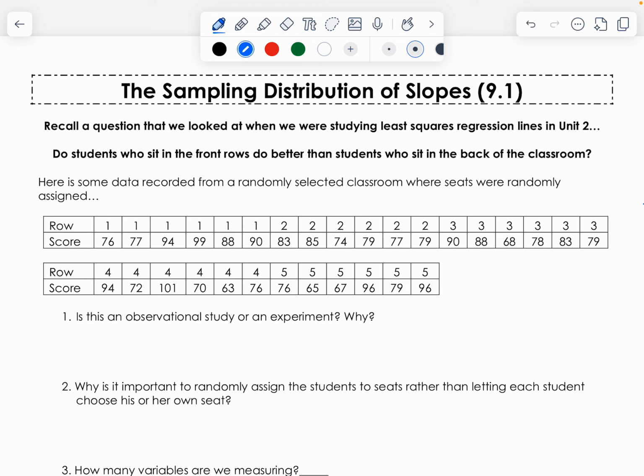It says, do students who sit in the front rows do better than students who sit in the back of the classroom? Here's some data recorded from a randomly selected classroom where seats were randomly assigned. So we've got the rows that a student sat in and the score that they received, let's say on a test. Is this an observational study or an experiment, and why? Well, their classroom was randomly selected, and seats were randomly assigned, so they were told where to sit. This is an experiment. So a treatment was imposed, they were assigned to a seat, and we checked to see what their score was. So this is an experiment.